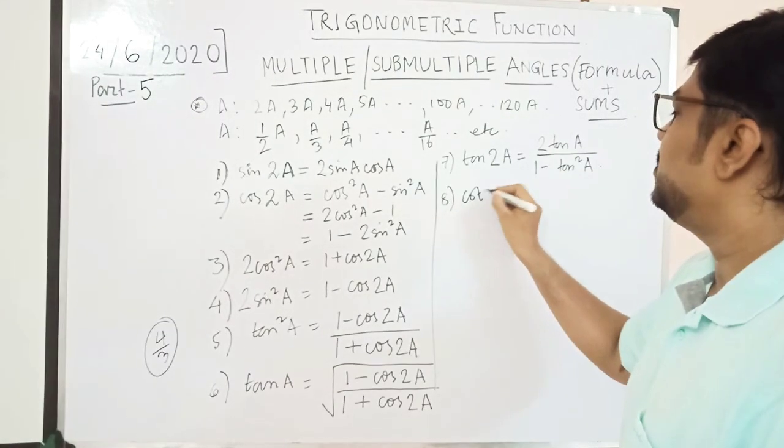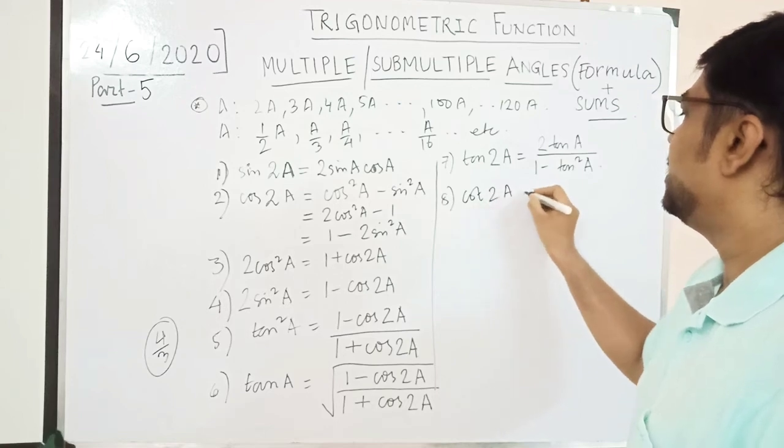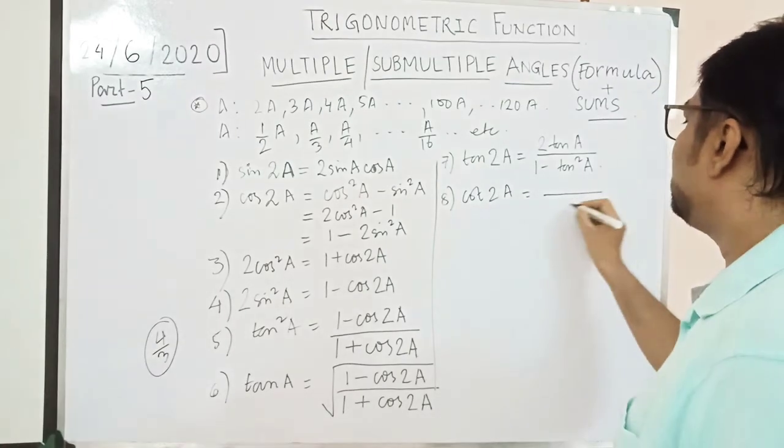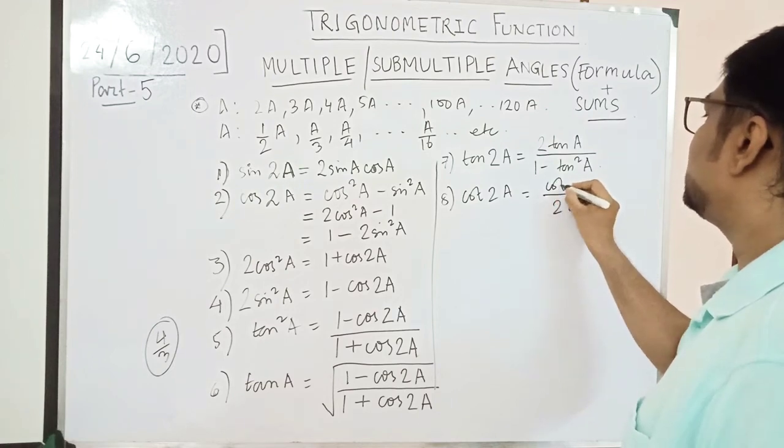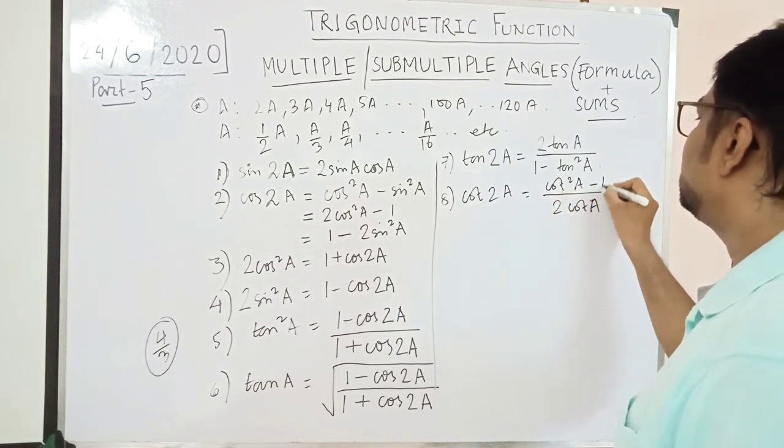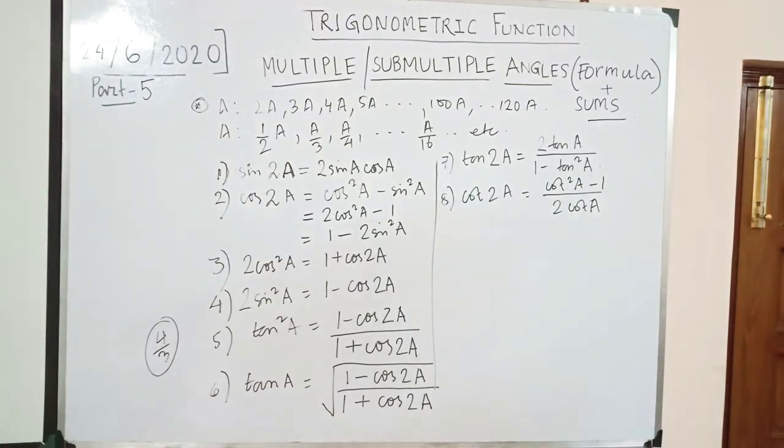You can write cot 2A also. Cot 2A, you know, is cot B plus cot A below. So it will be 2 cot A, and this is cot square A minus 1. So these are the formulas. Nothing new, but you have to remember, you have to be a little conversant with this.